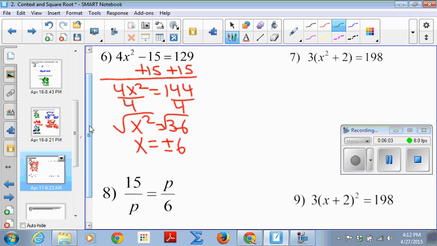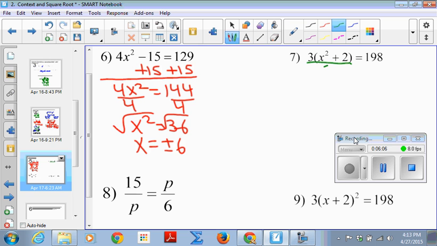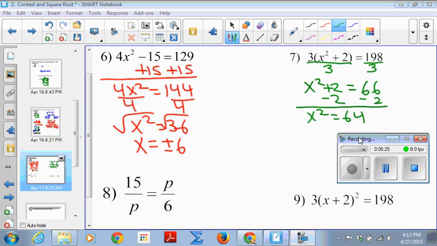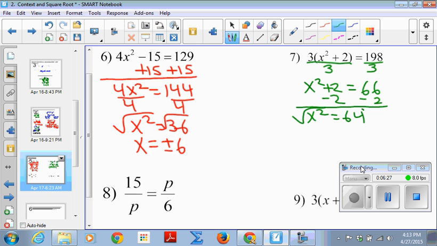Moving over to problem 7, we can divide both sides by 3. And we've got x squared plus 2 equals, what is that going to be, 66. Subtract both sides by 2. Left with x squared equals 64. And then we square root both sides. We have x equal to positive or negative 8.